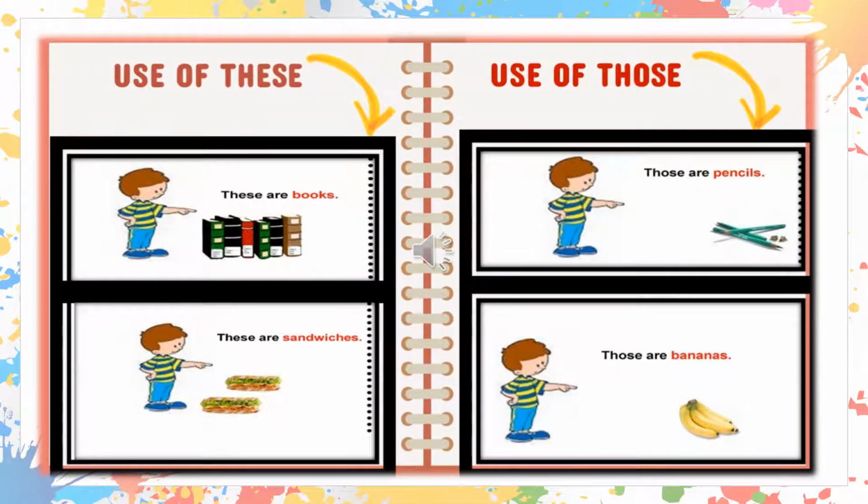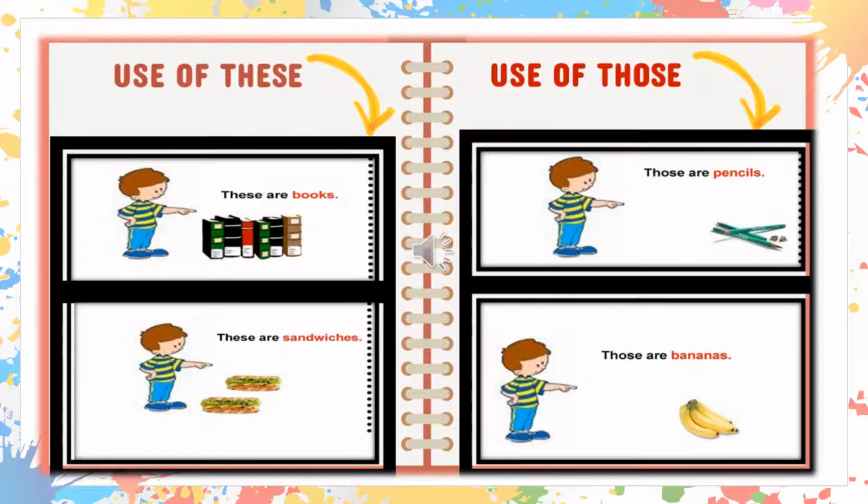In this slide, we will learn the use of these and the use of those. The first picture: these are books. These are sandwiches. Both the objects are near to the boy who is pointing at them, and these are plural in number. So we have written these. These are books. These are sandwiches.